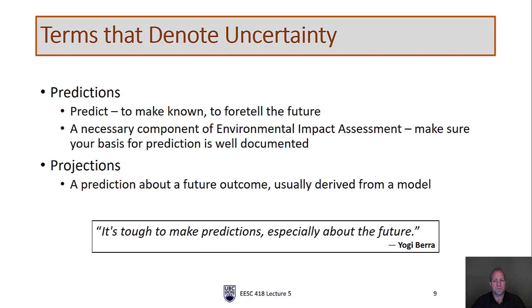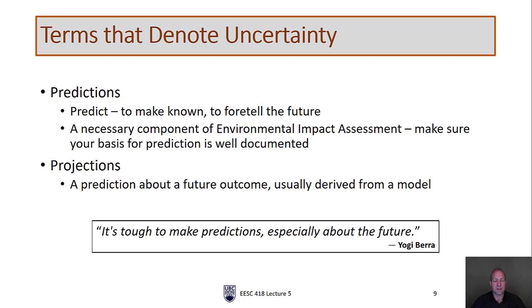So, some more terms that denote uncertainty: predictions and projections. In this case, we're usually talking about the future, although predictions can sometimes be made about events in the past, or hindcasted, something that's unknown that's already happened and that can be verified. However, usually it is to foretell the future. So predictions are a necessary component of environmental impact assessment. Make sure your basis for prediction is well documented.